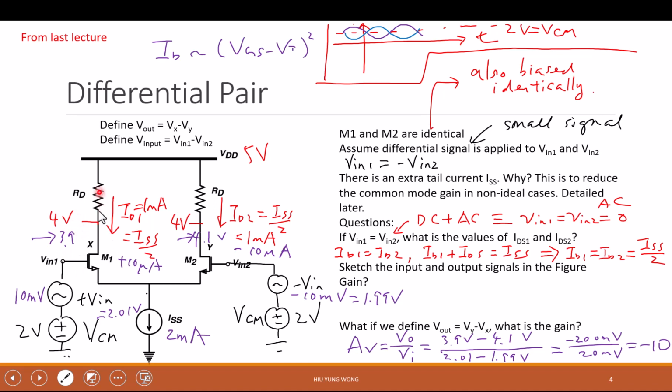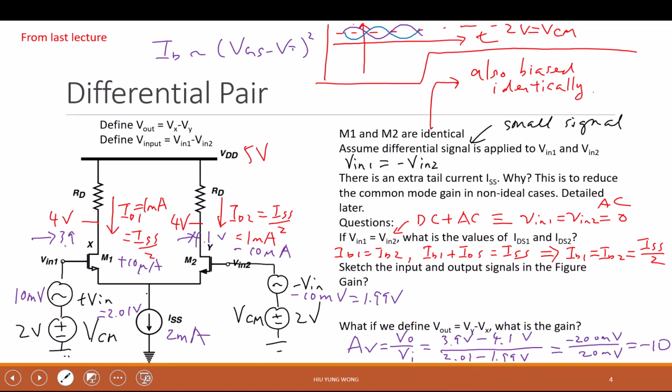Because I have larger current on the left, I have more potential drop. So Vx is going to reduce and Vy is going to increase. In this numerical example, the gain is equal to the change of output. And the output, again, is not one of them. It is the difference of them. We are looking at the differential output. So the difference becomes 3.9 volts minus 4.1 volts, divided by the change of input, 2.01 volts minus 1.99 volts.